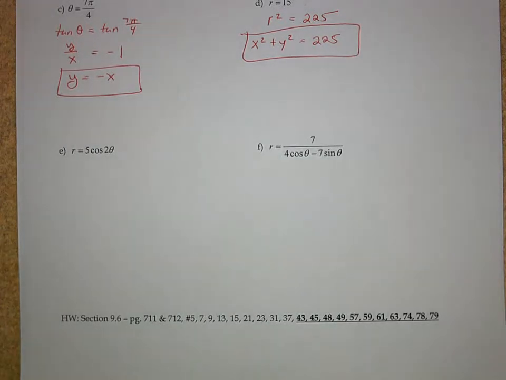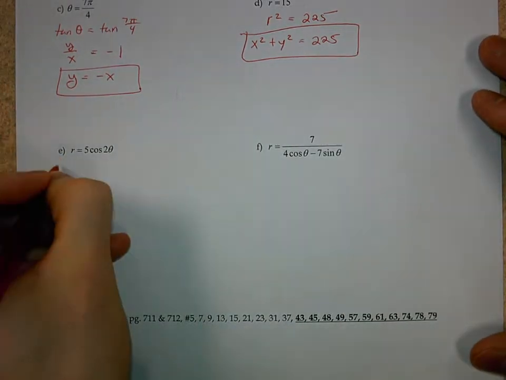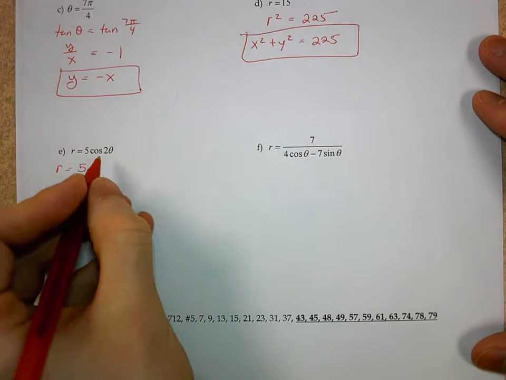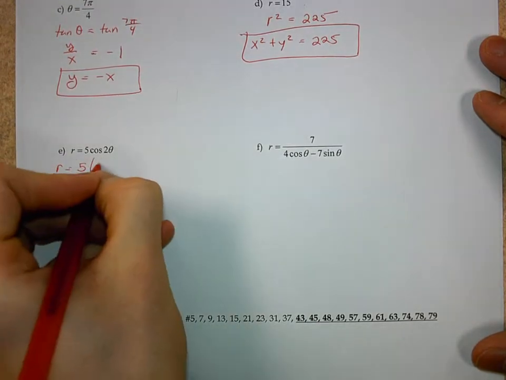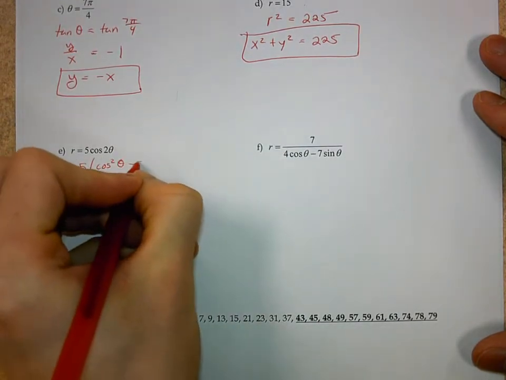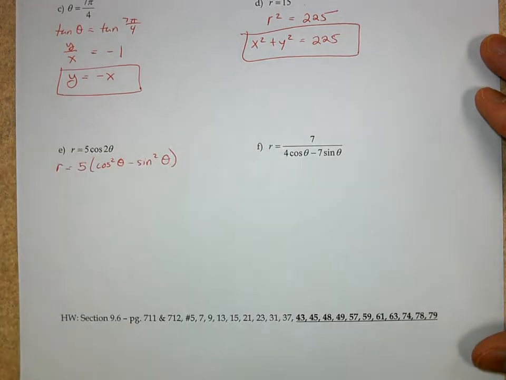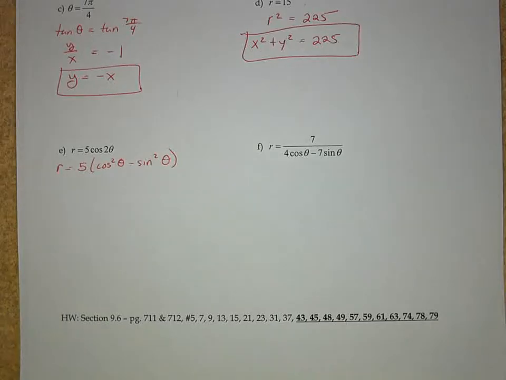The fifth example, we've got a double angle. So we need to look back at our double angle identities. We know that the cosine of 2 theta can be written in 3 different ways. I'm just going to choose the first one because we've got both sines and cosines in it. So r is equal to 5. The cosine of 2 theta is the same thing as the cosine squared of theta minus sine squared of theta.